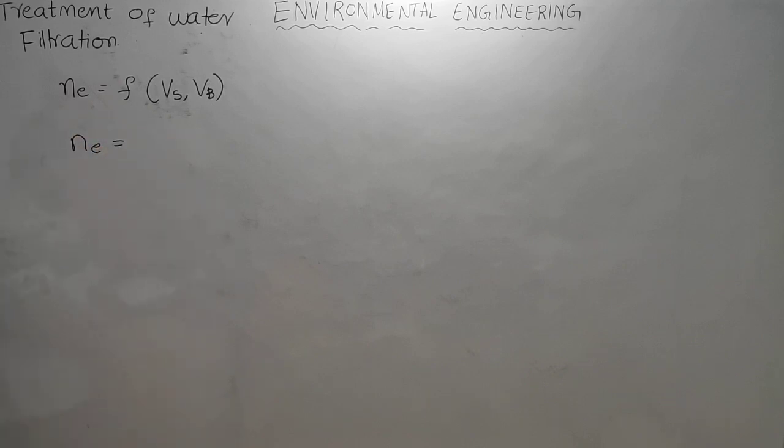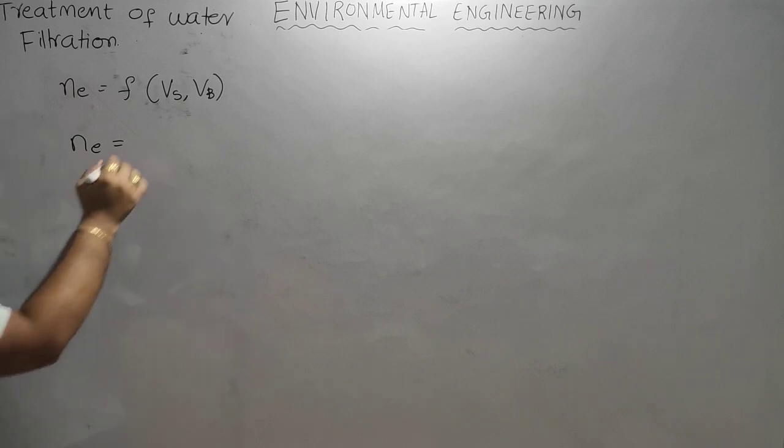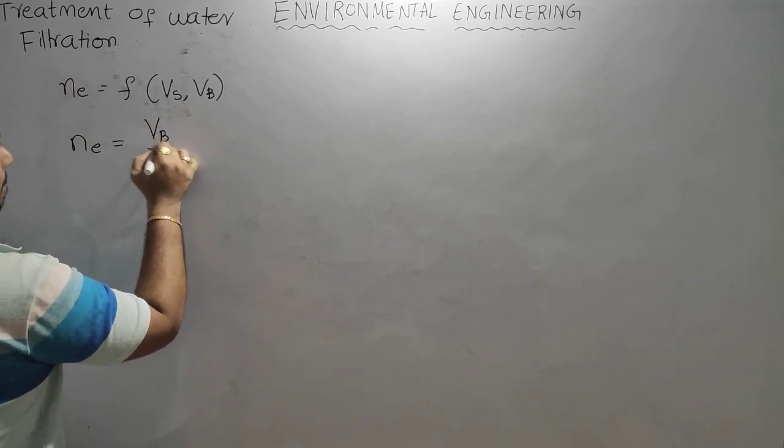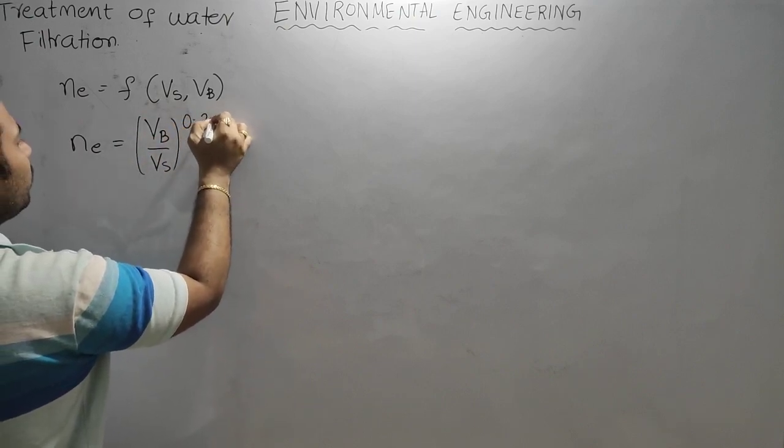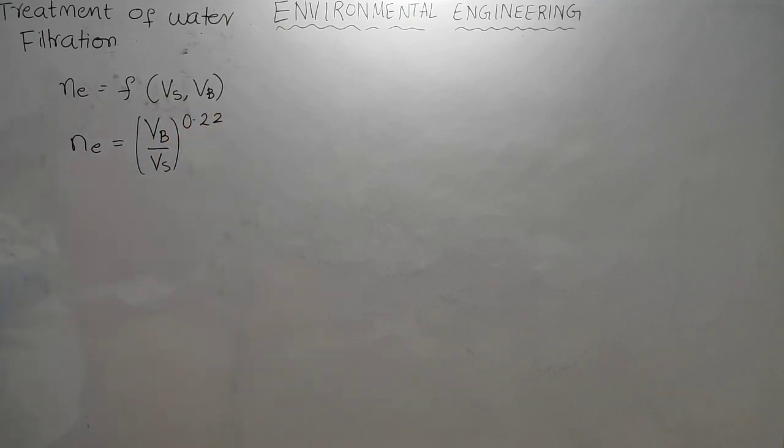Empirically, the expanded bed porosity is given as (Vb by Vs) whole to the power of 0.22. This is the expanded bed porosity value given.